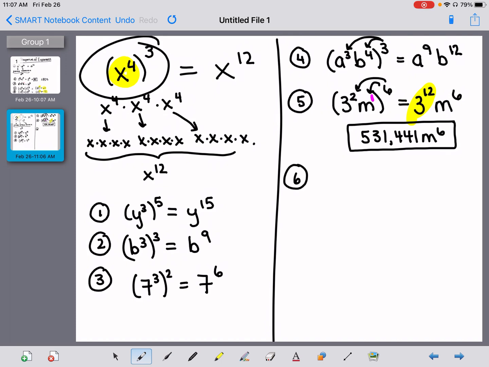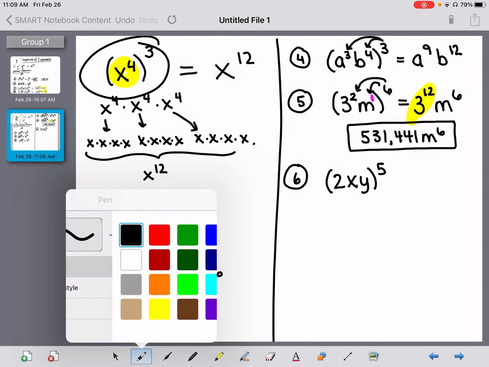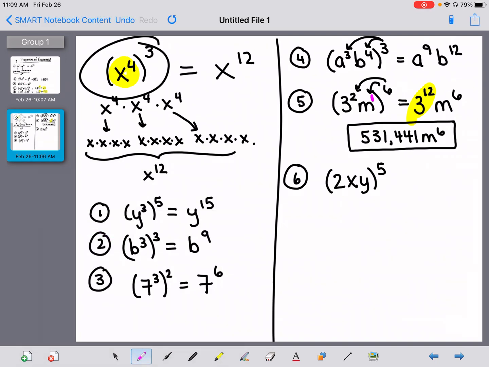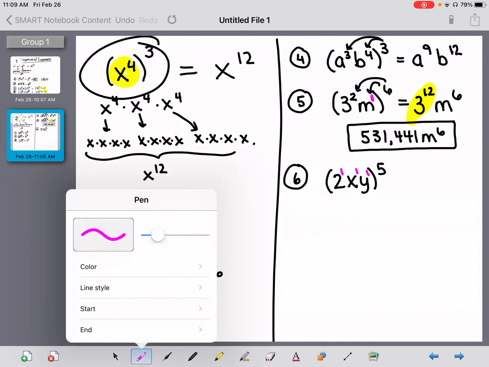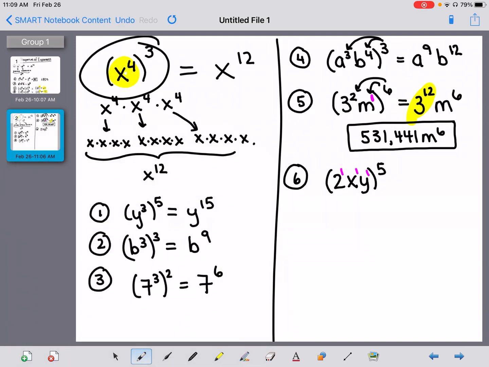All right, what about if we had 2xy to the 5th? Each of these has an invisible exponent. You just don't see it. 2 to the 1st, x to the 1st, y to the 1st. So we multiply that outside 5 to every exponent. So 5 times 1 is 5, 5 times 1 is 5, 5 times 1 is 5. And then 2 to the 5th is 32.